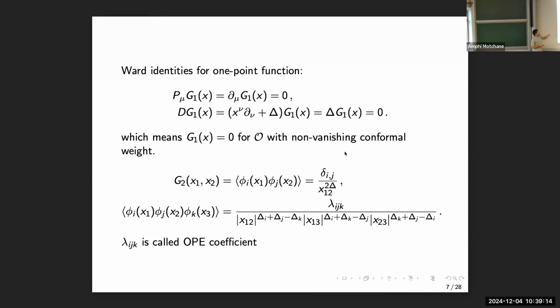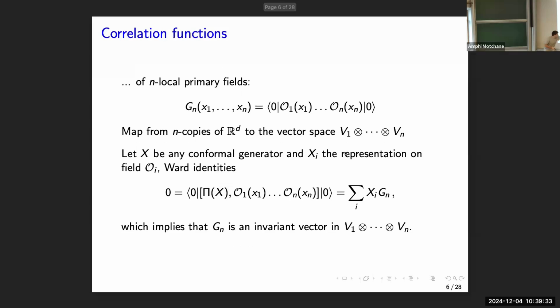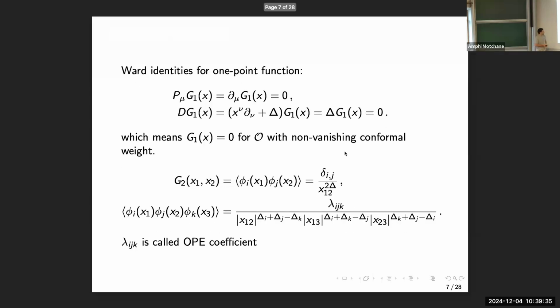We also do the action of the dilatation, which is this D. We have some other differential equation. If we solve it, we see that not only is this constant, but this one-point function must be 0 if the operator has a non-vanishing conformal weight. So you see that conformal symmetry is actually very powerful to see what is the invariant vector inside this vector space. And for instance, for the one-point function, you know that this is just exactly 0, of course, for an operator with non-vanishing Delta.